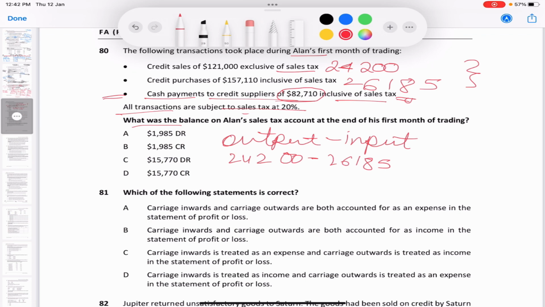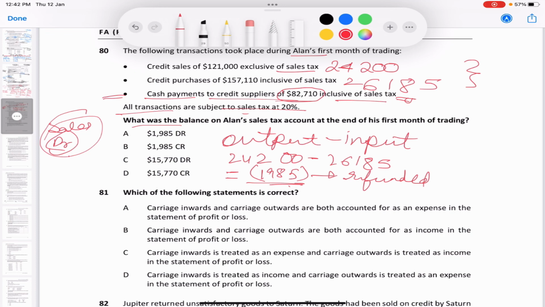Okay. So what is my balance? 1985 minus 1985 would be my balance. What does this mean? This means I have paid excess and this much is to be refunded by the government, right? So what is my usual balance of sales tax? Debit balance, right? But here 1985 needs to be refunded. So my balance is the credit balance. I hope this much is clear.